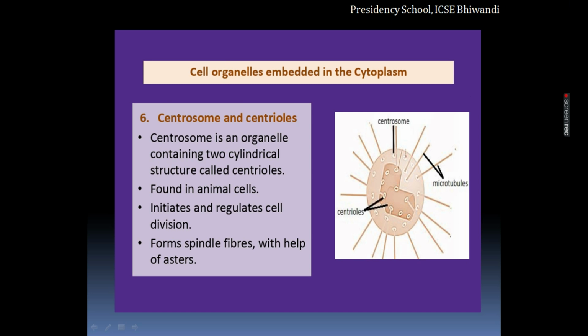Next is a centrosome and centrioles. Centrosome is an organelle containing two cylindrical structures called centrioles. They are found in the animal cell. Basically important for regulating the cell division, and they form the spindle fibers with the help of asters.